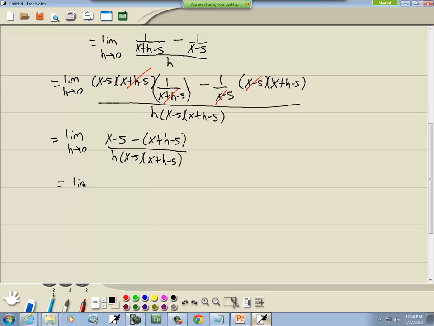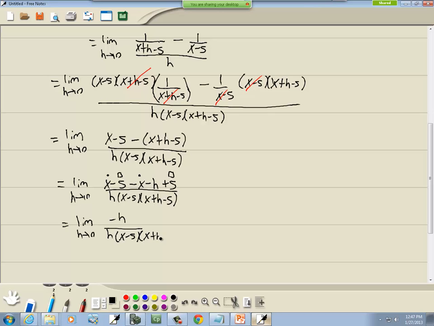Up on top, the x minus 5 carries down. A negative in front of your parentheses flips the sign of everything inside. So this becomes negative x minus h plus 5, over h times x minus 5 times x plus h minus 5. So then this x cancels this negative x. This negative 5 cancels with this positive 5, and up on top we're just left with a negative h. And then on the bottom, h times x minus 5 and x plus h minus 5.